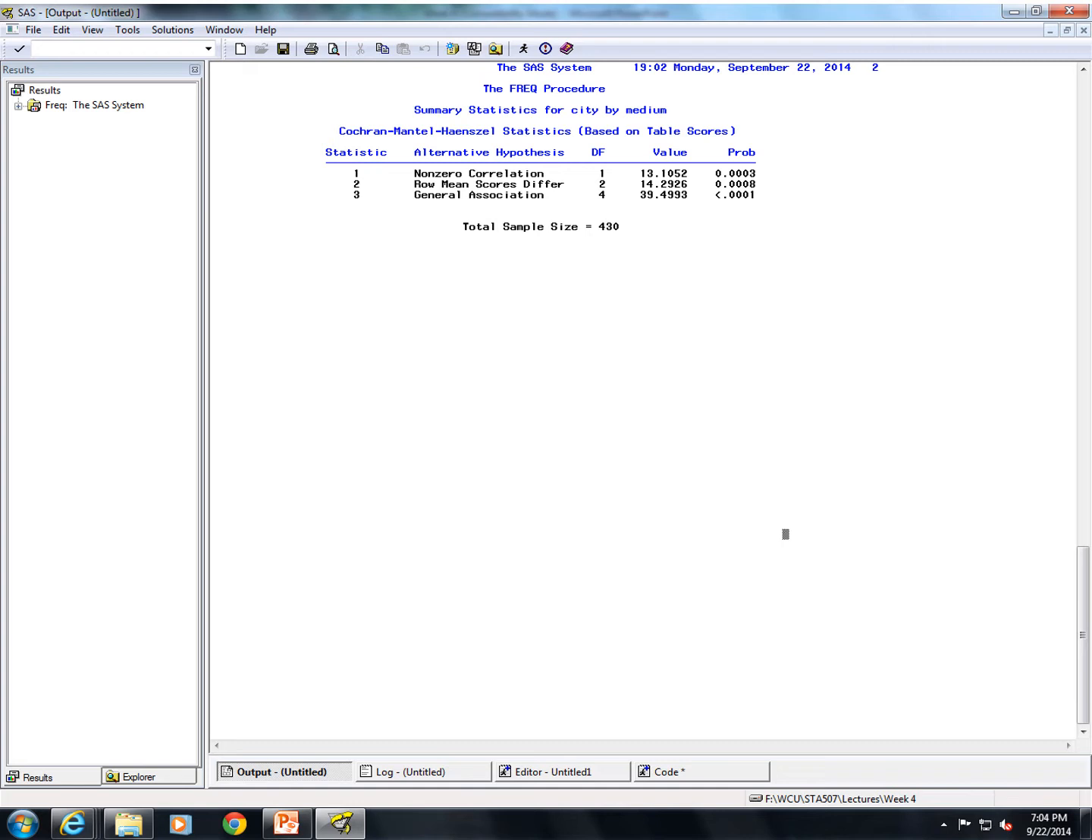And then here, looking at our tables, this is the CMH table. The line that we're interested in is that general association line. We know that by the degrees of freedom. We know this test statistic is supposed to have 4 degrees of freedom. As anticipated, the test statistic is very, very, very close, but a smidge smaller. Same p-value, so same conclusion.